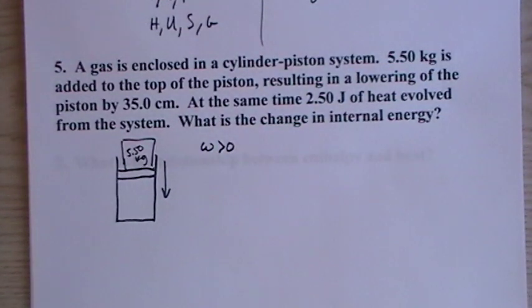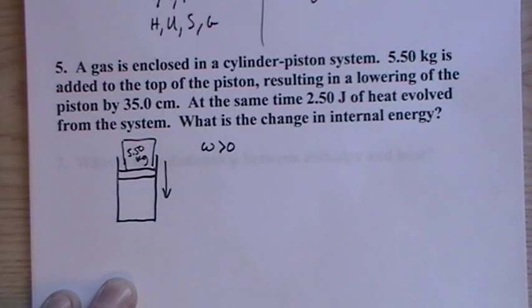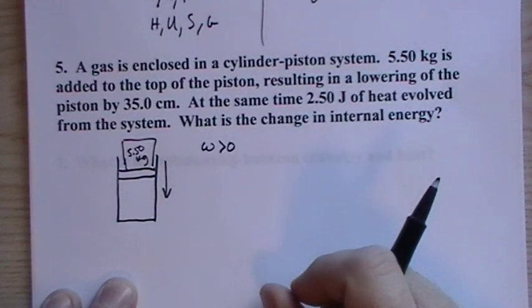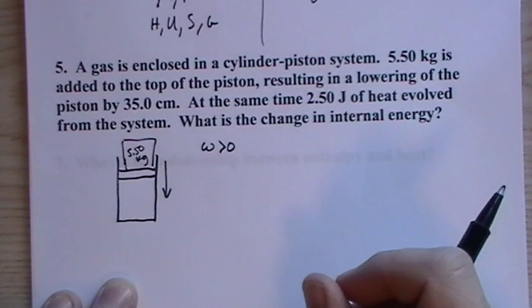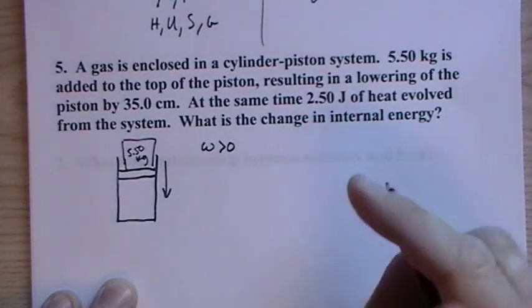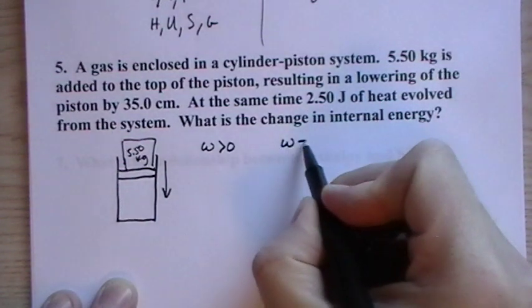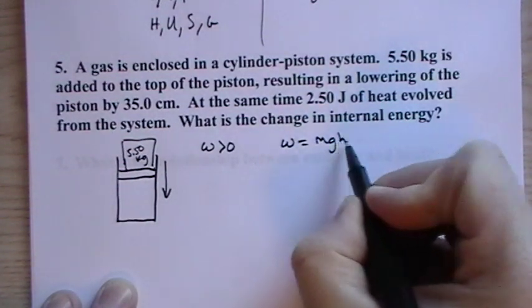If the system does work on the surroundings, so if it pushes up, then the work is going to be negative. And same with heat. When heat flows in, that's going to be a positive value, and if heat flows out of the system, a negative value. So you should keep those terms in mind. That was discussed in Chapter 6 some time ago. Now we're going to use this equation from Chapter 6 as well.